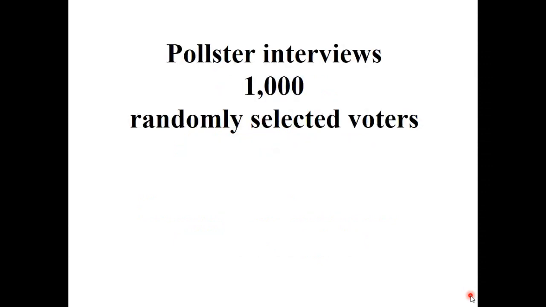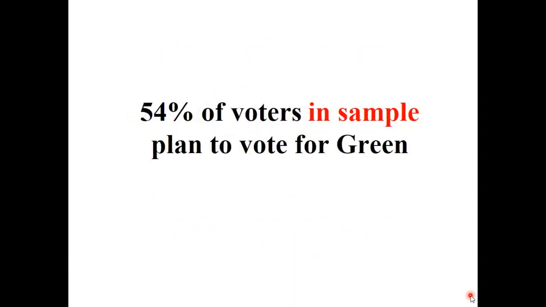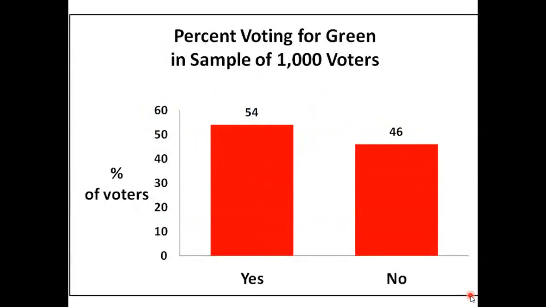So, in our East Virginia example, a pollster interviews 1,000 randomly selected voters. These 1,000 voters are our sample. The pollster finds that 54% of voters in this sample plan to vote for Green. This gives us enough information to construct a sample distribution. So here's the sample distribution.